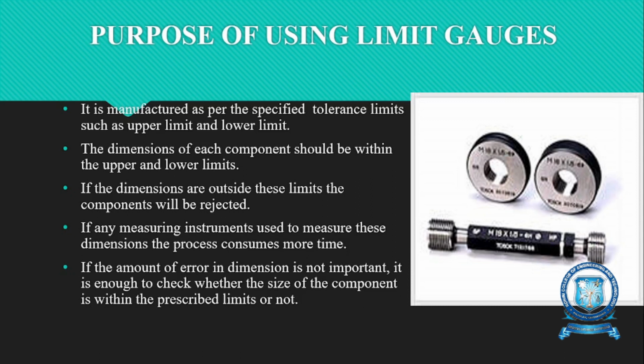So the purpose of limit gauges: they are manufactured as per the specified tolerance limits such as upper limit and lower limit, and the dimensions of each component should be within the upper and lower limits. If the dimensions are outside these limits, the components will be rejected. If any measuring instrument is used to measure these dimensions, the process consumes more time. So if the amount of error in dimension is not important, it is enough to check whether the size of the component is within the prescribed limits or not.